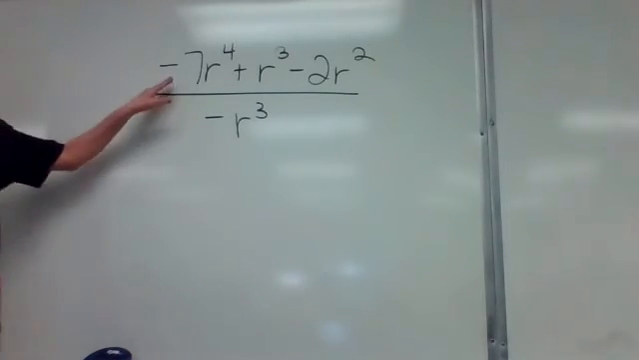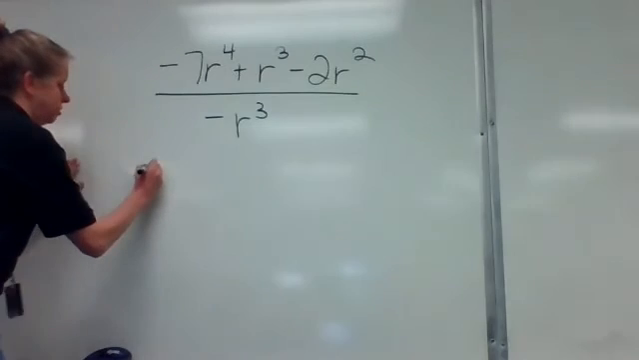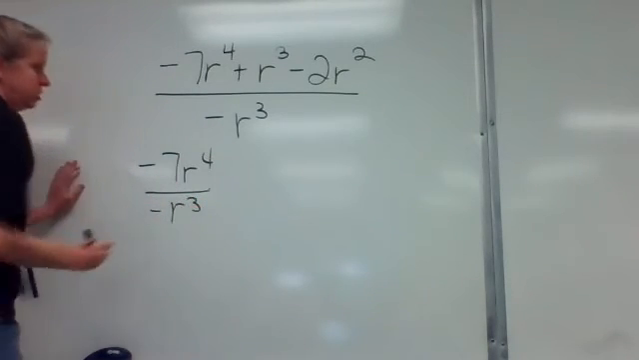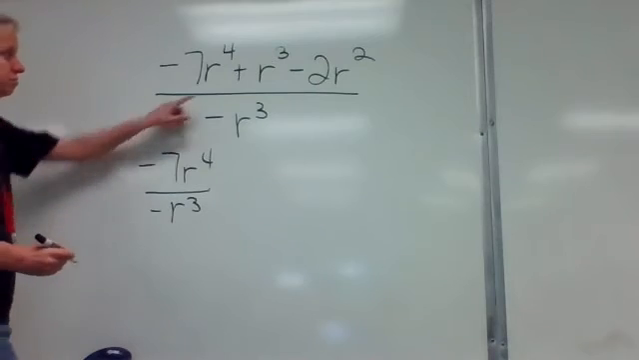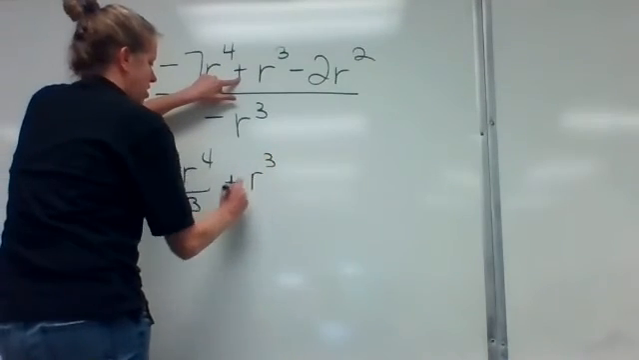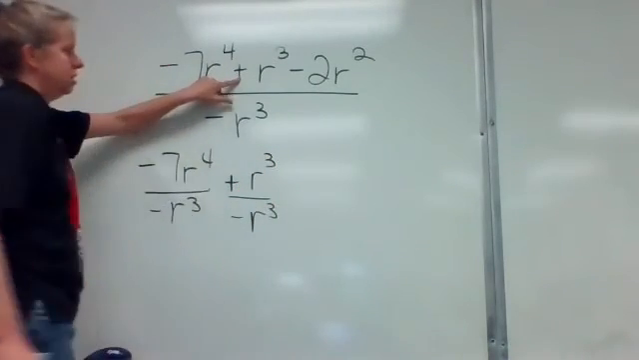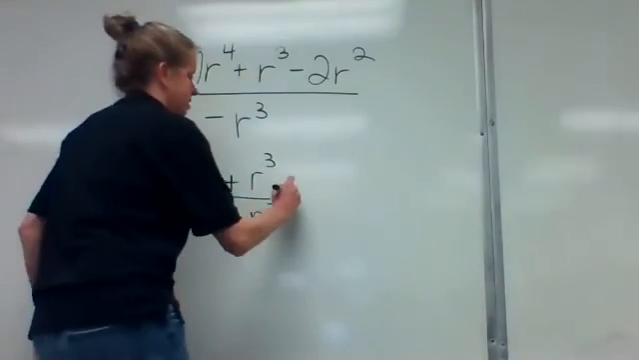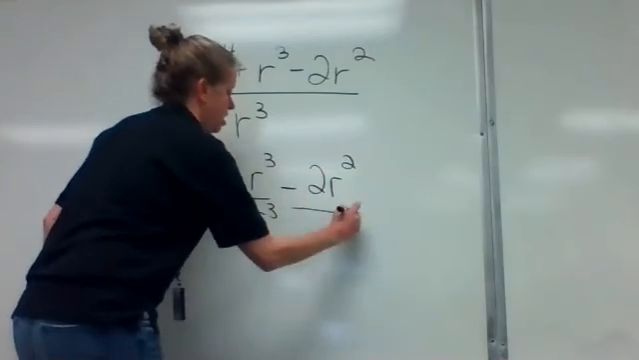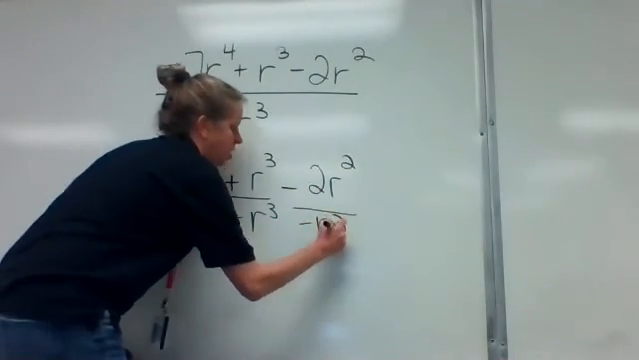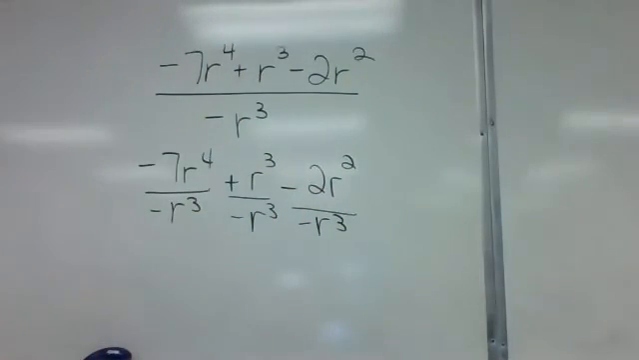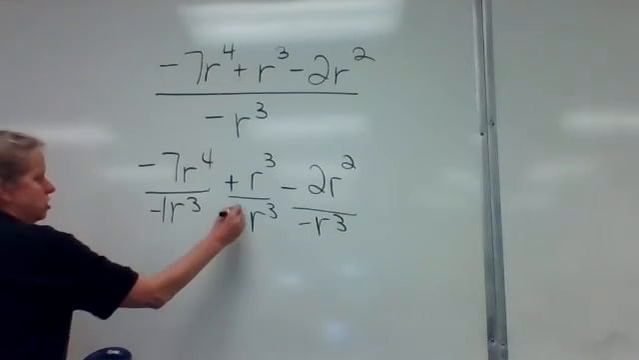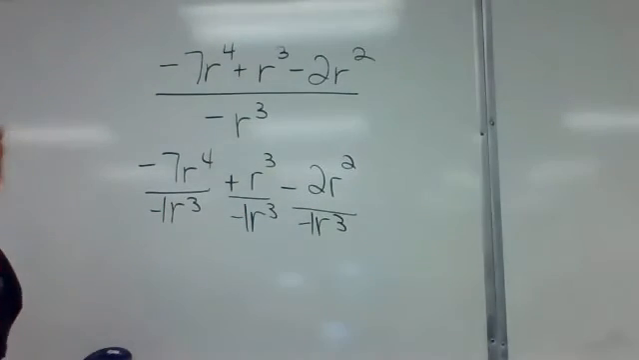So I'm going to write them all separately. Negative 7r to the fourth over negative r to the third, plus r to the third over negative r to the third, minus 2r squared over its own negative r to the third. So remember, all these r's are negative ones.